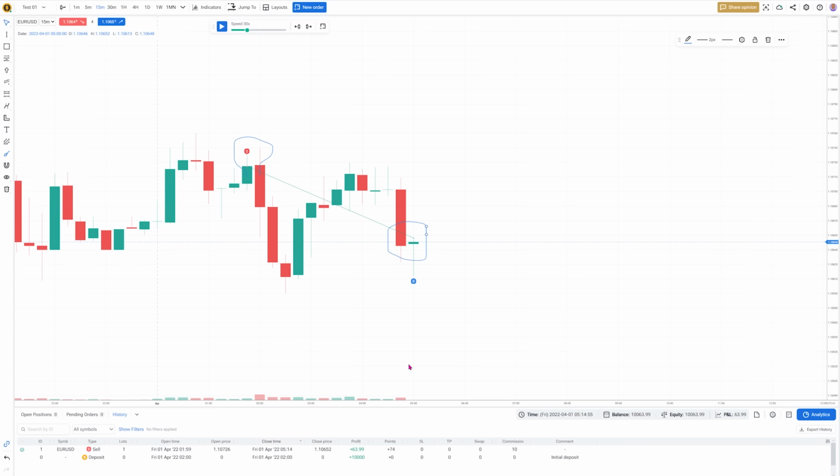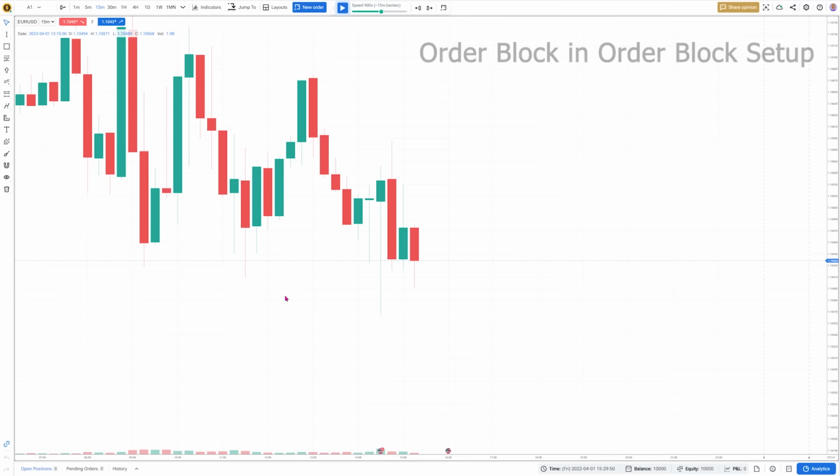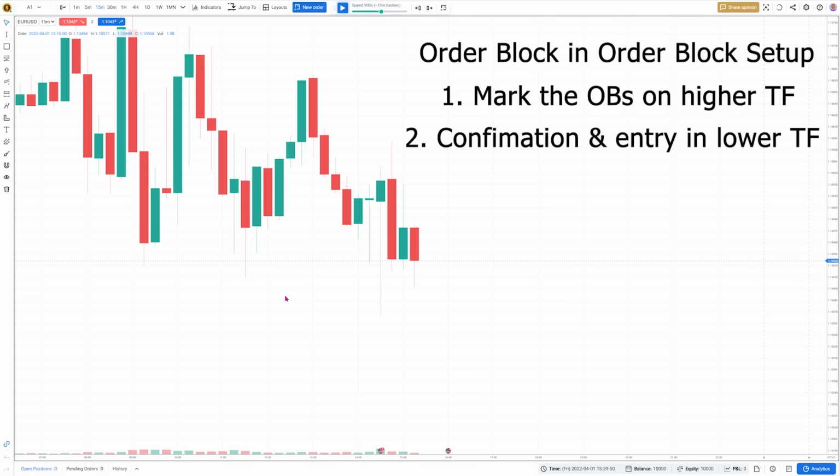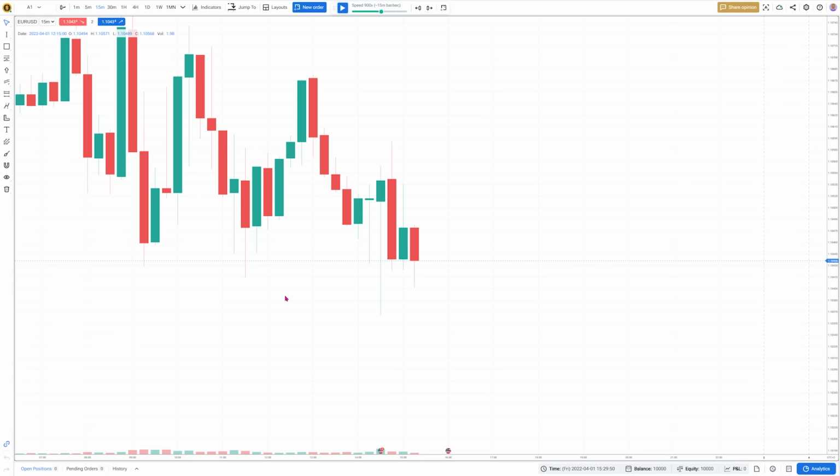Now let's backtest the order block trading strategy on the Forex Tester Online platform. In this simple strategy, we'll mark order blocks on the higher time frame. When the price taps into these order blocks, we'll zoom into the entry time frame, look for confirmation, and set our positions. Here we have the euro-dollar chart on the 15-minute time frame.